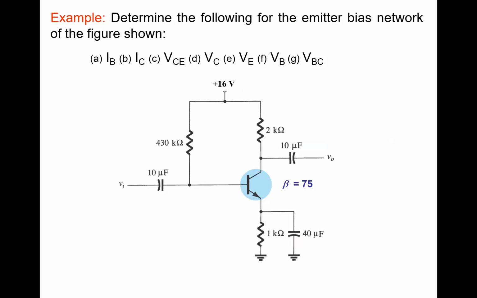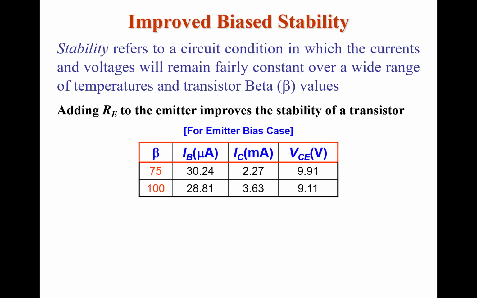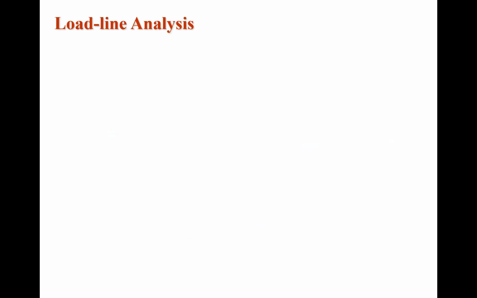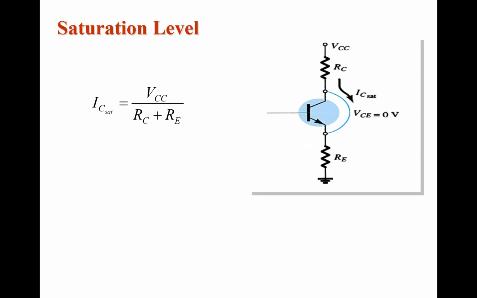See, this is a small example for the emitter bias circuit. Next, coming to how the stabilization is improved in case of emitter bias circuit compared to fixed bias. See, this tabular column can give the clear information how the stabilization has been improved in case of emitter bias.